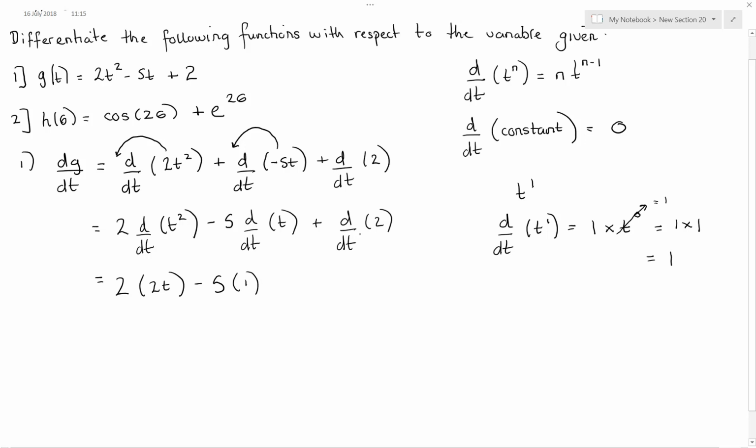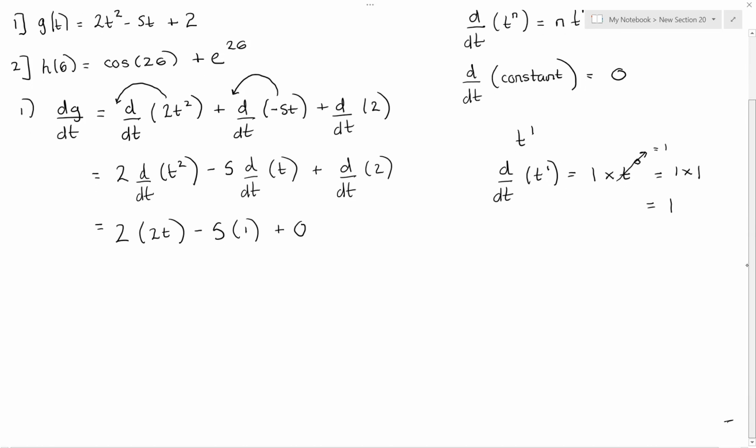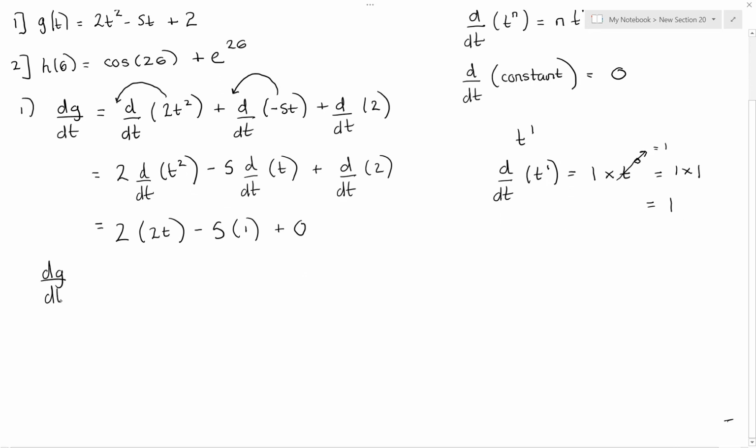And then we have the derivative of 2. Well, 2 is a constant, so we just get 0. So we can write down our answer now. dg by dt is 2 lots of 2t, so that is going to give us 4t. And minus 5 times 1 is just minus 5, and we don't include the 0. So our answer, dg by dt, is equal to 4t minus 5.